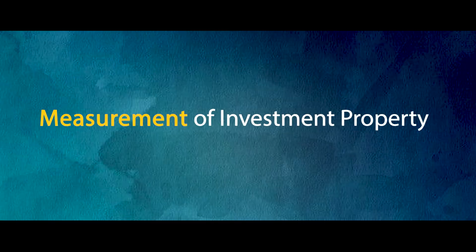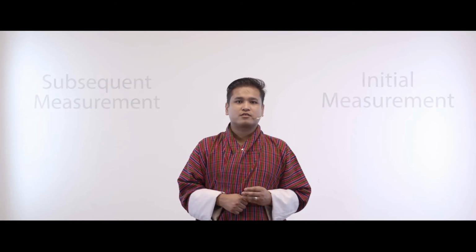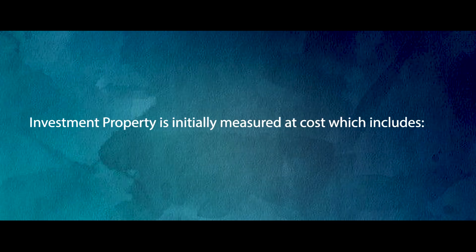So let us see the measurement criteria of investment property. Measurement criteria of investment property are basically divided into two parts. First is initial measurement and second one is subsequent measurement. Let us go through the initial measurement first. Investment property is initially measured at cost. Remember that for property, plant and equipment also we measure it initially at the time of purchasing at cost. So let us see what cost actually includes.